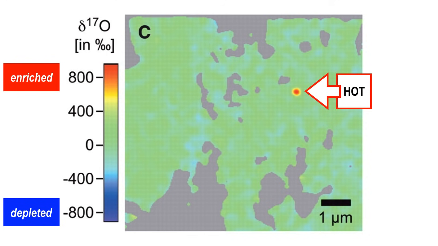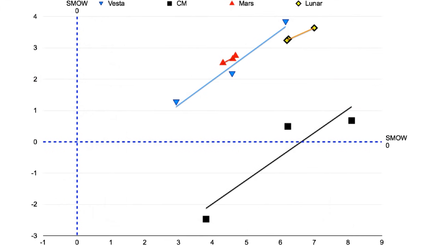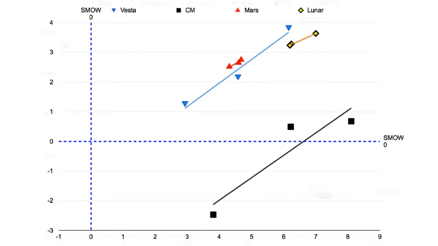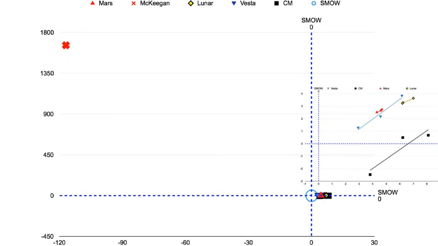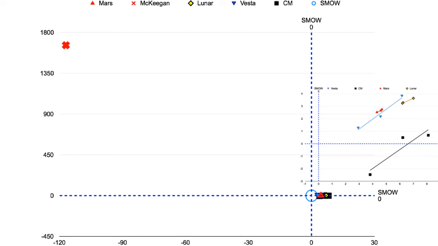It's actually 1660. And so here's all the nice, lovely meteorites, lunar, Vesta, Martian, very nice. But here's McKeegan way out here. Whoa, way out here, baby. All right, and here's Earth. This is the terrestrial stuff down here, and here's McKeegan way up here. So when they got McKeegan, he is way out.